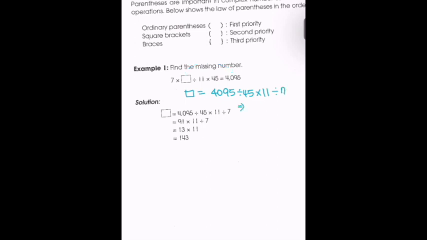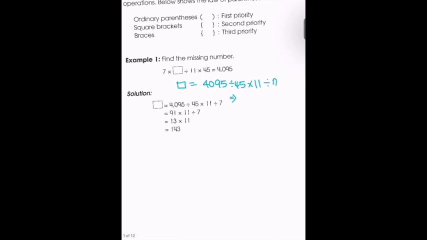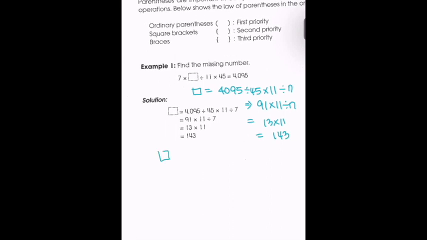And so 4,095 divided by 45 is going to be 91. So we have 91 times 11 divided by 7. And so we're going to do 91 divided by 7 first. That's going to give us 13 times 11, which is 143. And so the missing number is going to be 143.